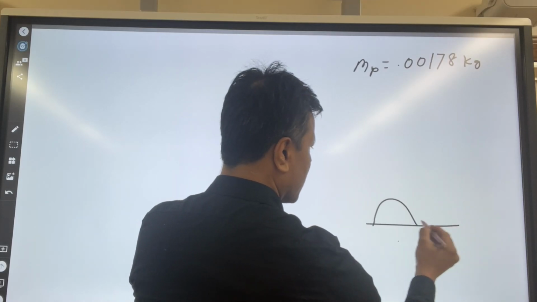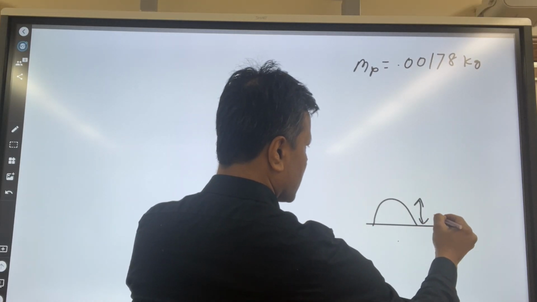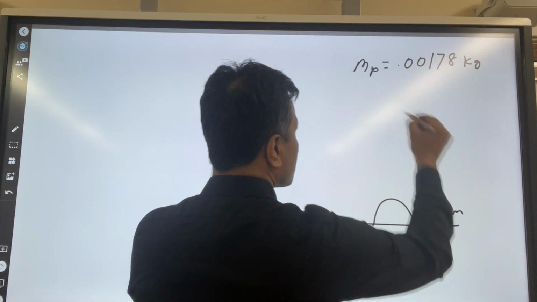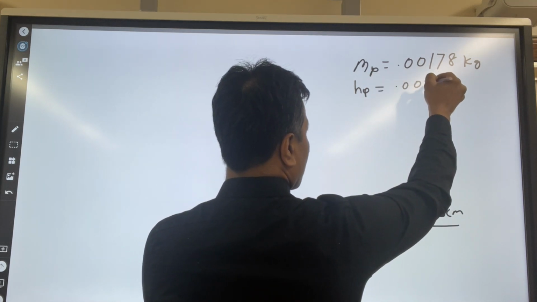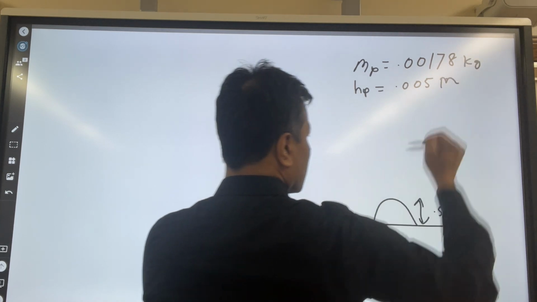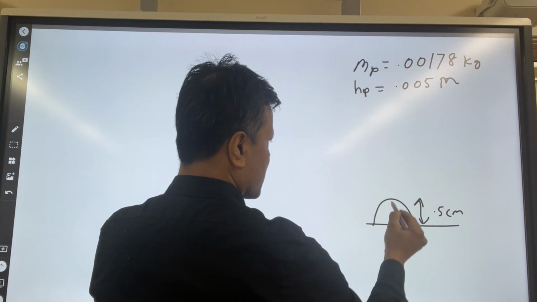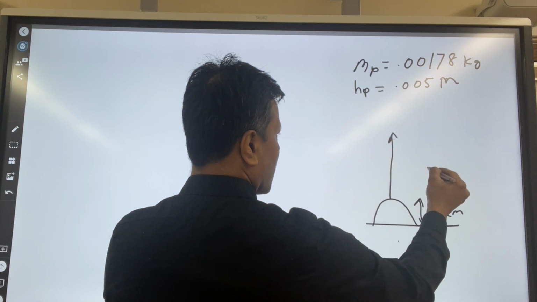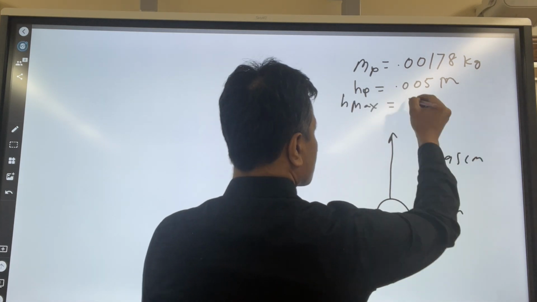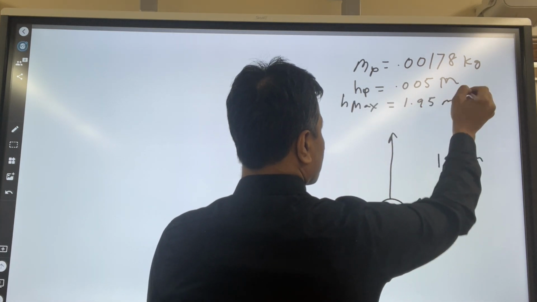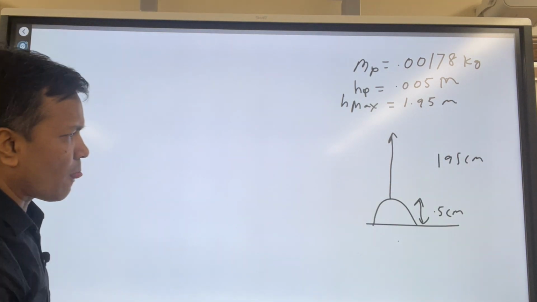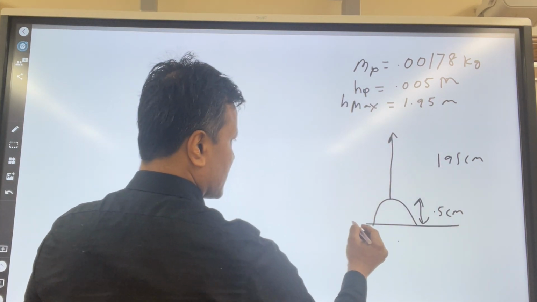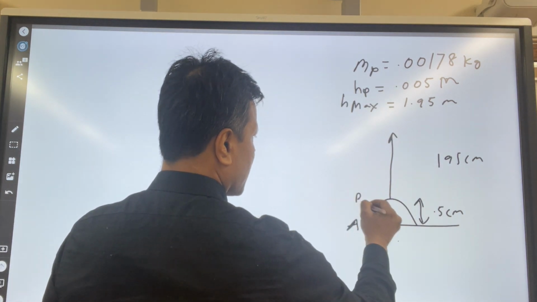This is the Popper, right? So this height is 0.5 centimeter. So the height of the Popper is 0.005 meters. And then the max height, so the Popper went 195 centimeter, so 1.95 meter. What else we have to write down? Okay, that's it. So let's say this is location A, this is location B, and this is location C.